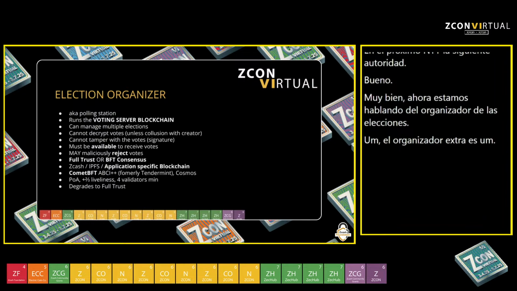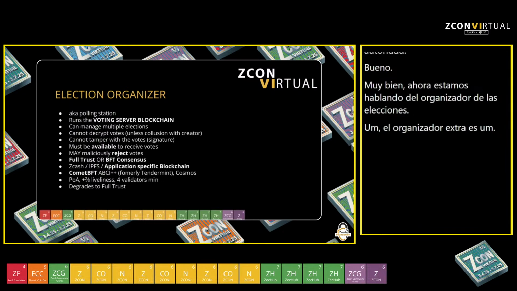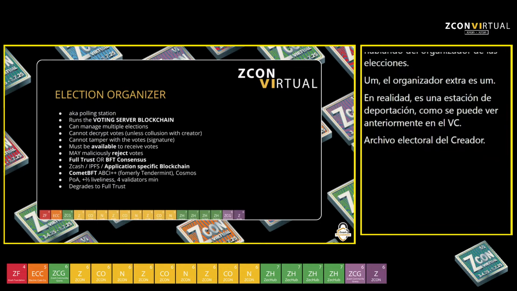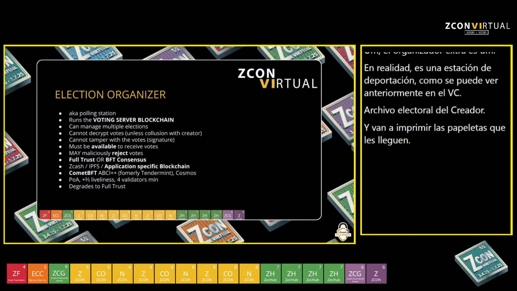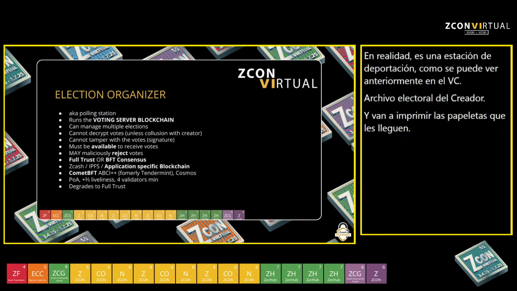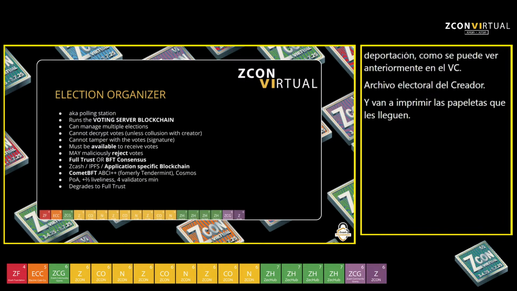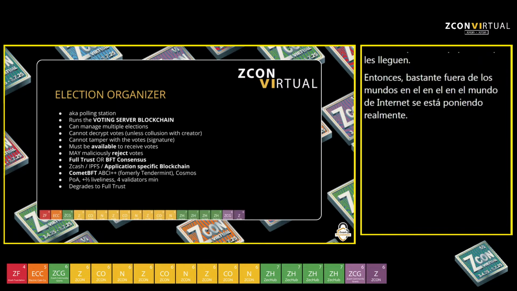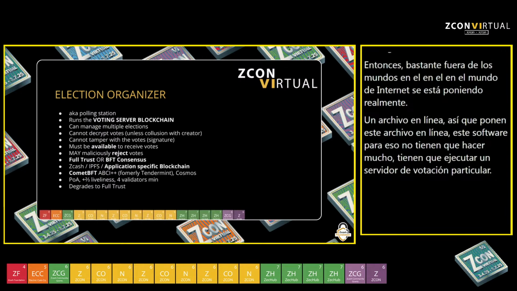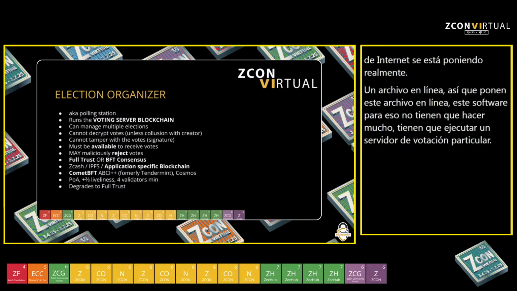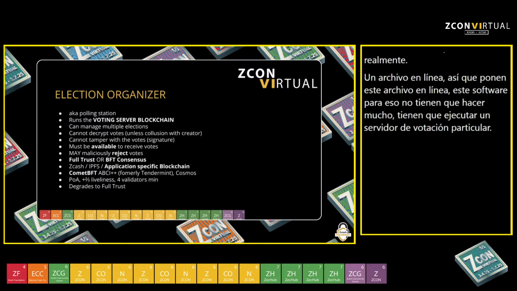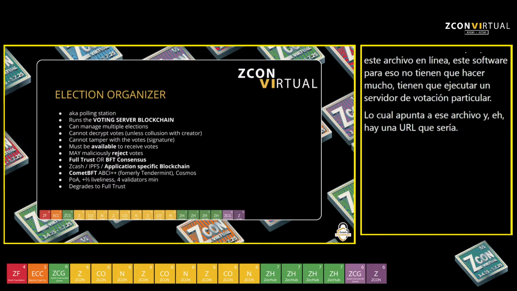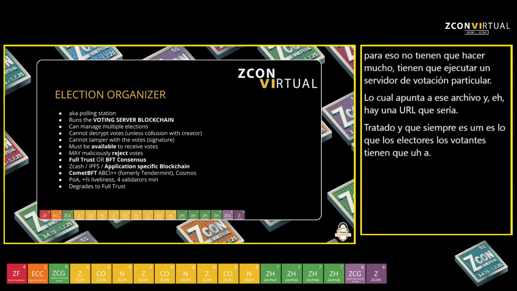Right? They receive the election file from the creator, and they are going to print out the ballots. Printing out the ballots in the world of the internet is essentially putting a file online. Right? So they put this file online. There's software for that. They don't have to do much. They have to run a particular voting server, which points to that file, and a URL is created, and that URL is what the electors, the voters, have to use to link up with that particular election.